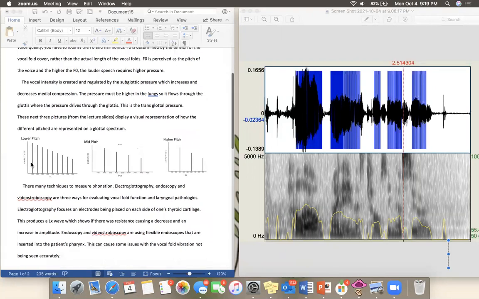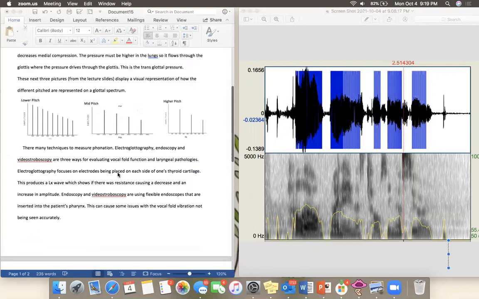You can also tell that there are a lot more bars here with the lower pitch. And then the mid pitch has fewer bars, but it still has that downward slope. And then the higher pitch has 3 bars, which is significantly less than the lower pitch, and also has a trend of decreasing amplitude.